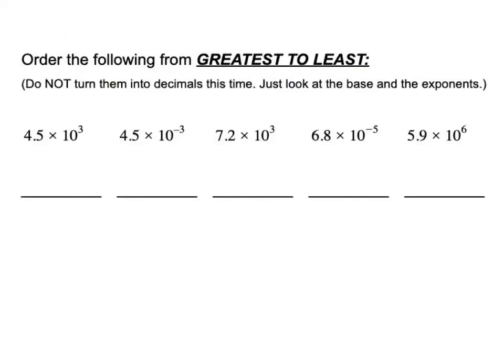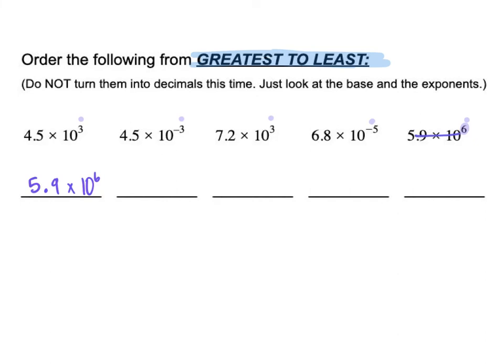All right, so for our last one, we need to be careful, because we're switching it up. We are going greatest to least first. All right, and we are not turning these into decimals. So if I'm going greatest first, I want to look for my biggest exponent. So I have 3, negative 3, 3, negative 5, and 6. All right, so that 6 is my biggest exponent, so that's going to go first. 5.9 times 10 to the 6th. Let's cross it off.